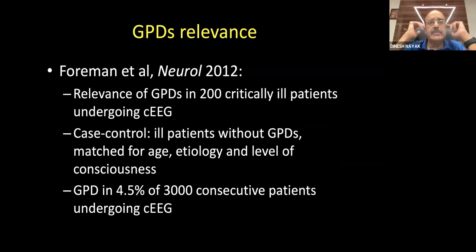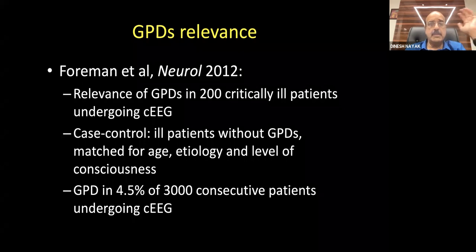Now, what is the relevance of this? If you see generalized periodic discharges, what does it mean? Let us look at this particular very interesting study: 200 critically ill patients undergoing continuous EEG. One group of ill patients was without generalized discharges, another group had generalized periodic discharges. Both groups are sick. What they found was that the GPD incidence is about 4.5% in 3,000 consecutive patients. So that's a number that is there.